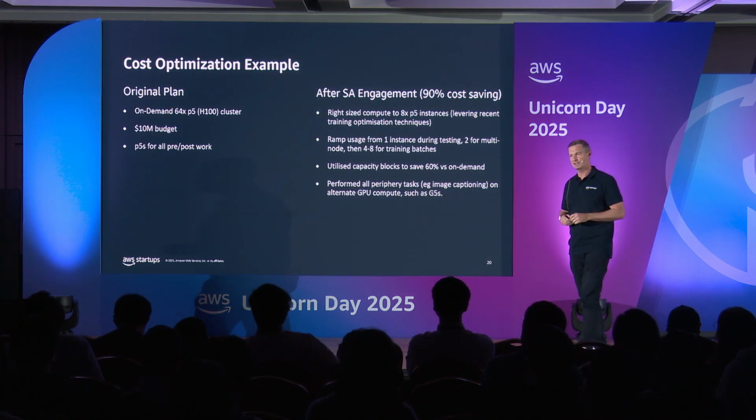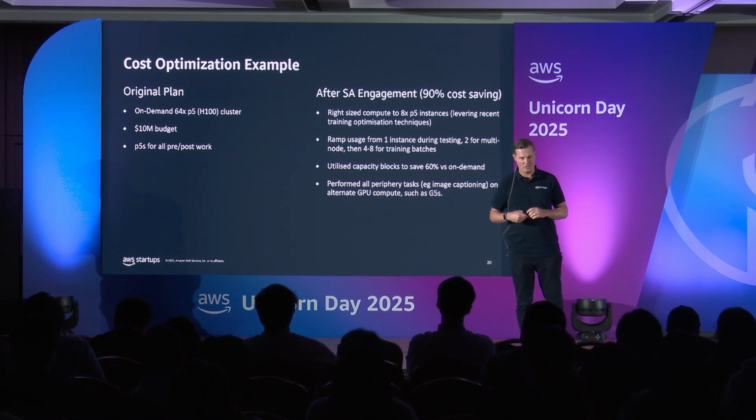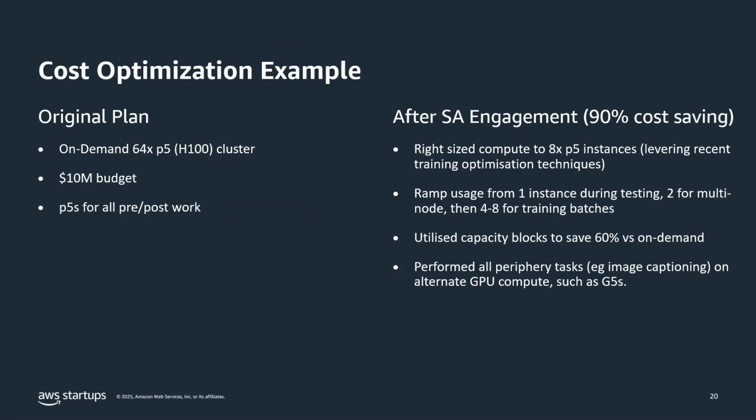I'll give you one more cost optimization example, which I think is a really powerful one. There is a company in Australia who were a startup, but they've grown to no longer be considered a startup. And they were looking to do a Stable Diffusion training run, and they had a budget of $10 million to do that because they had budgeted that they thought that they needed 64 P5 instances within a cluster for their training workload. So they came to us and said, can we have 64 P5 instances, please? What we said to them was, why don't we have a look at what you're doing and see if there's a way to optimize your training environment to get you better bang for your buck.